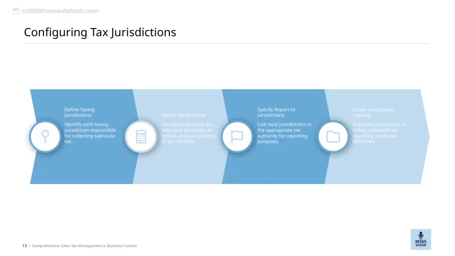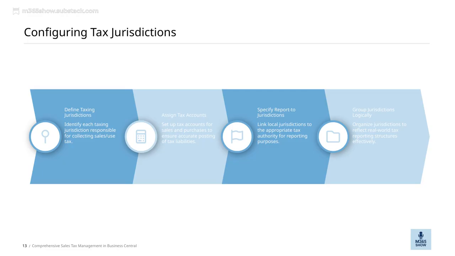Let's talk about configuring tax jurisdictions and how it plays a crucial role in comprehensive sales tax management within Business Central. First, it's important to organize jurisdictions in a way that reflects the real-world tax reporting structures. This means structuring them logically so that reporting is clear and accurate. Next, you'll want to group jurisdictions logically, which helps in managing multiple regions efficiently.